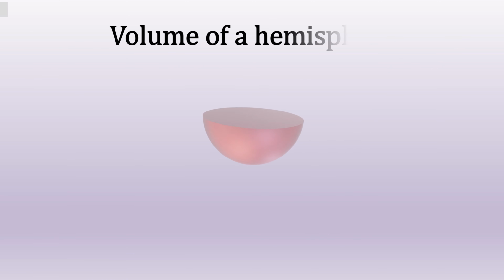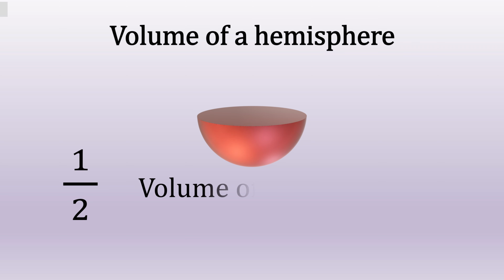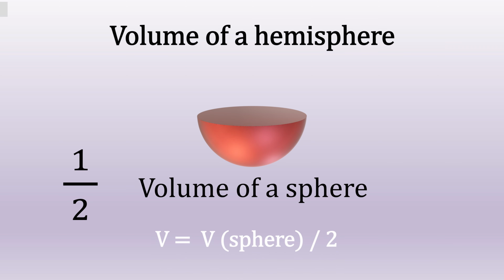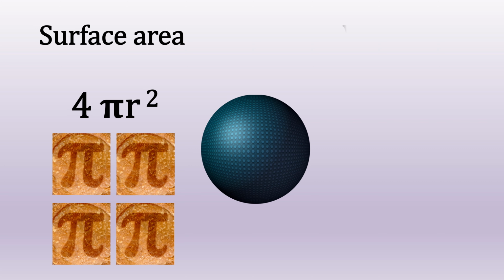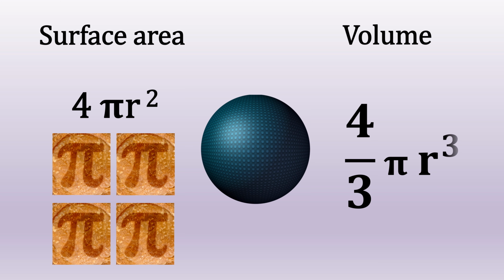So if you were asked for the volume of a hemisphere, you would take the total volume of the sphere and divide it by 2. So let's recap then: for our surface area, 4 pi r squared, and for our volume, 4/3 pi r cubed.